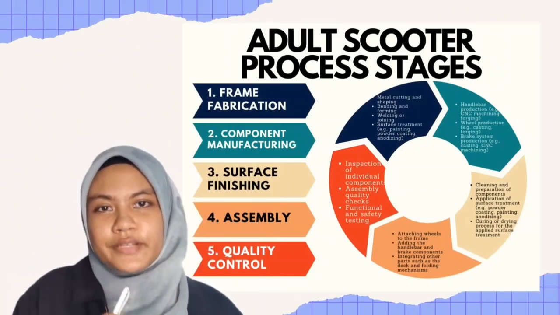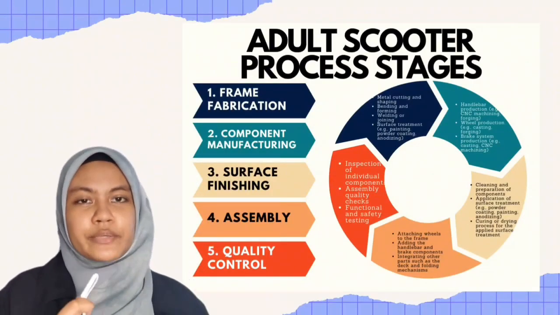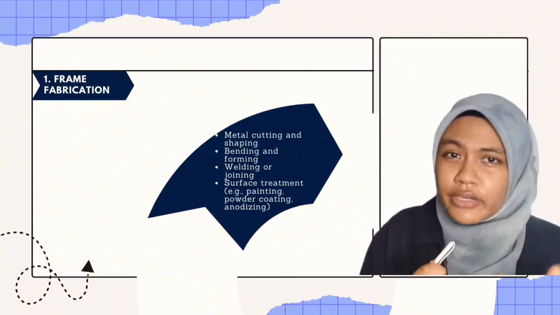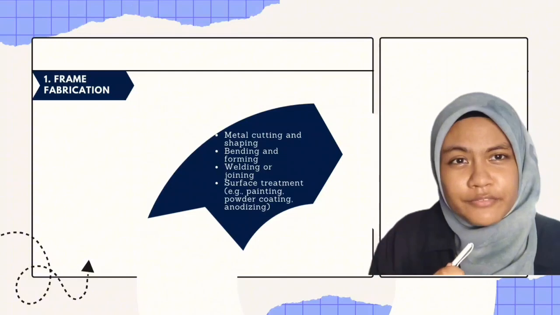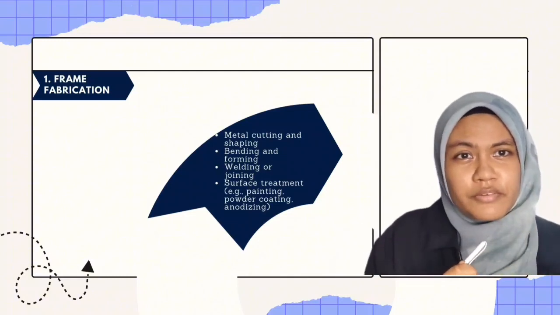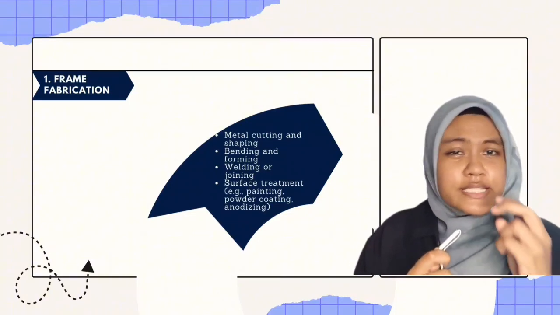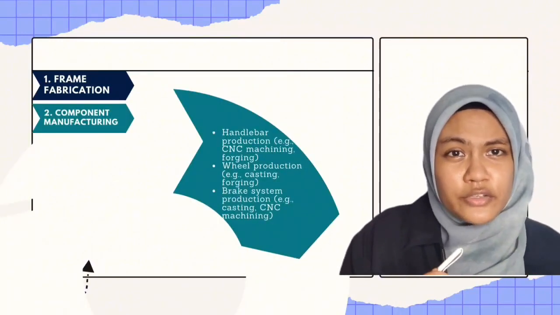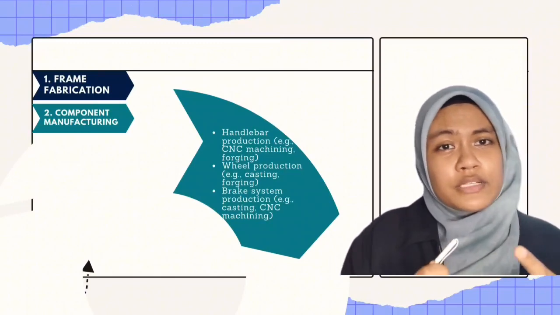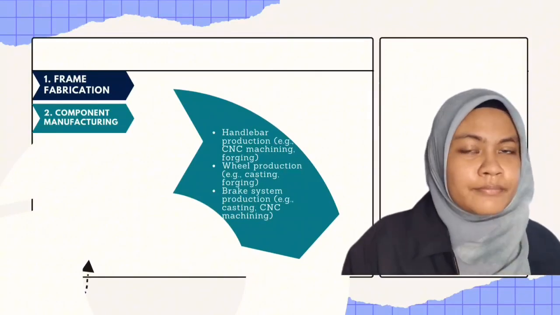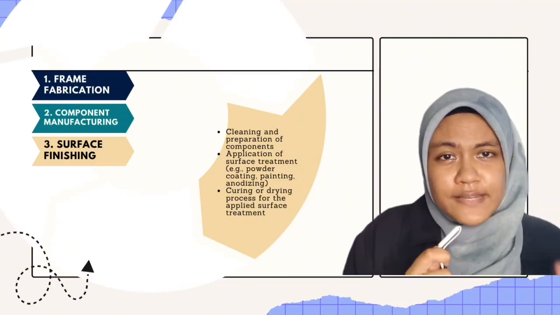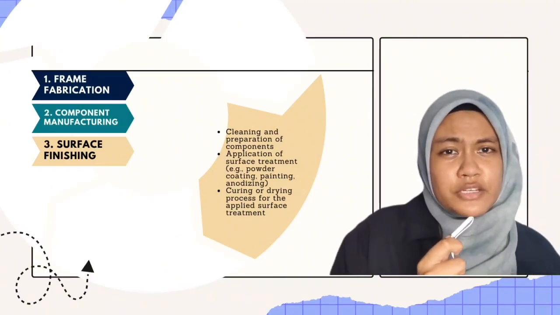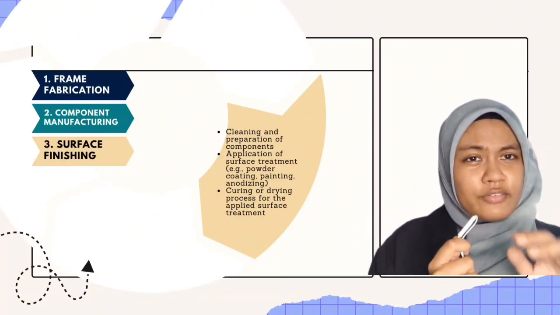Lastly, we are going to talk about the stages of the total product manufacturing. The first stage is the frame fabrication. In order to create the framework of an aluminum frame, the metal must first be cut into the appropriate shape before being bent and welded. The second stage is component manufacturing. A variety of procedures are usually used in the manufacturing of the handlebar, wheels, brakes, and other components. The third stage is the surface finishing. After manufacturing, the components go through surface finishing procedures to improve their appearance and longevity.